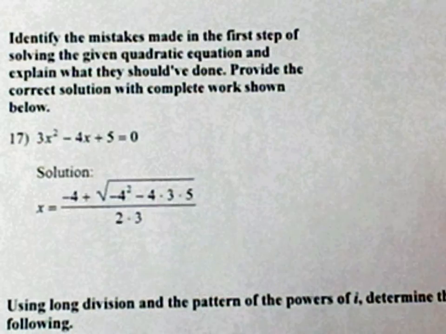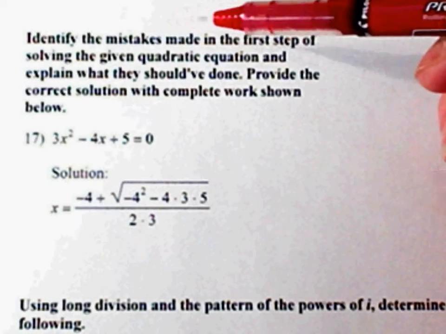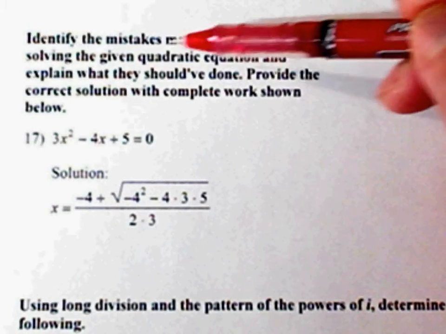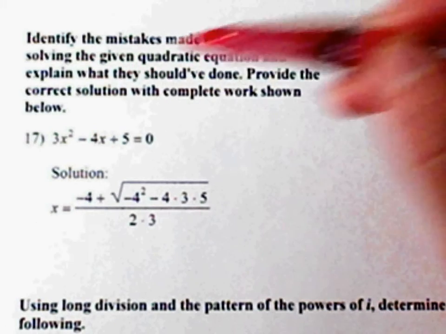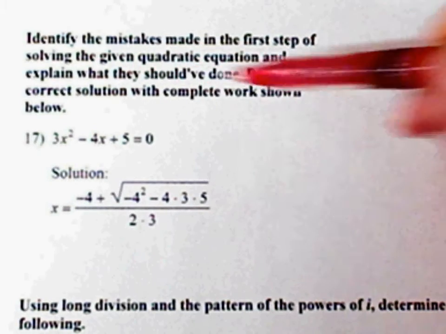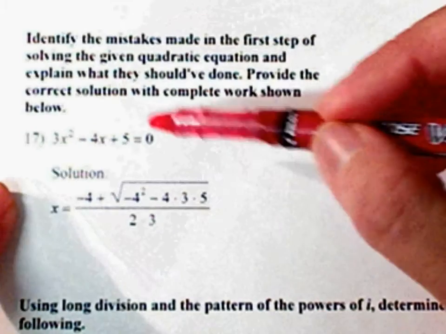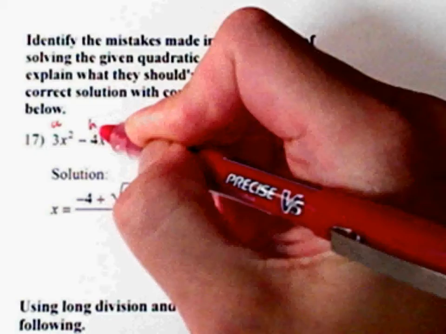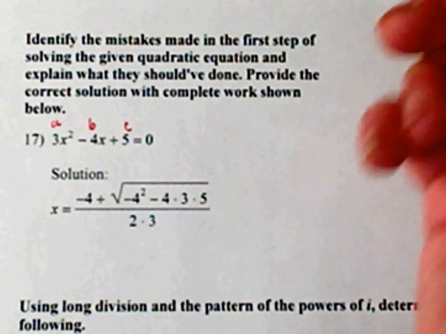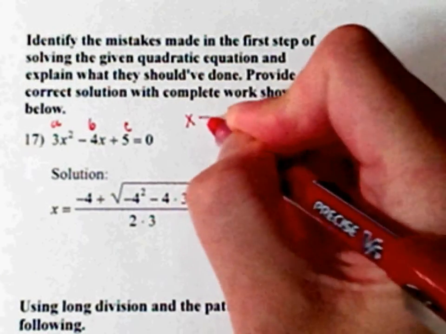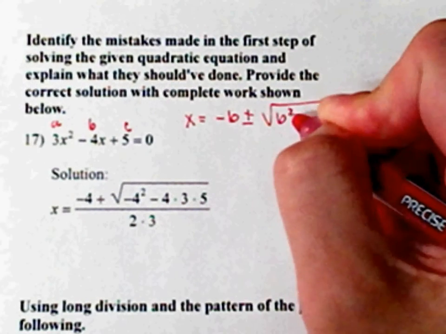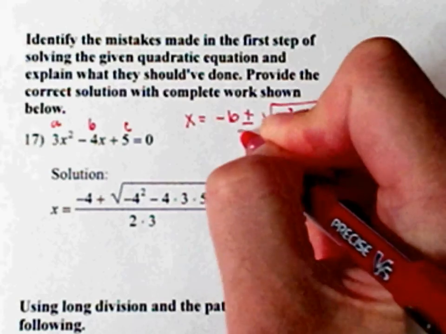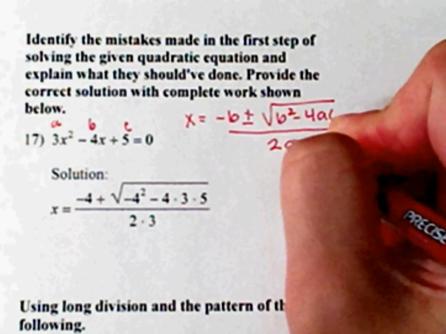On number 17, it says, identify the mistakes made in the first step of solving the given quadratic equation and explain what they should have done. Provide the correct solution with complete work shown below. So if you take a look, this is set equal to 0. This is your A, here's your B, and here's your C. And the quadratic formula looks like this: negative b plus or minus square root b squared minus 4ac, all of it over 2a.